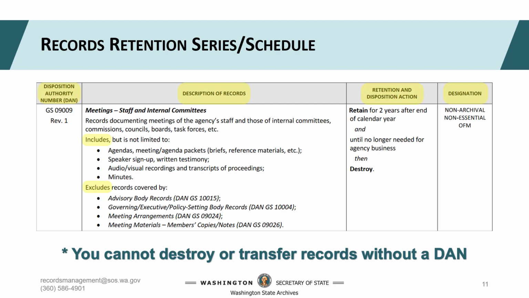In this example, you have two countdown triggers, end of calendar year and until no longer needed for agency business. As soon as both are satisfied, the record is retained for 2 years before being destroyed. The designation field can go in one of several ways, starting with archival or non-archival. Archival records have long-term public research value and should be transferred to the Washington State Archives for appraisal or permanent retention. Non-archival records don't carry the same weight and can be destroyed as soon as they've met retention.